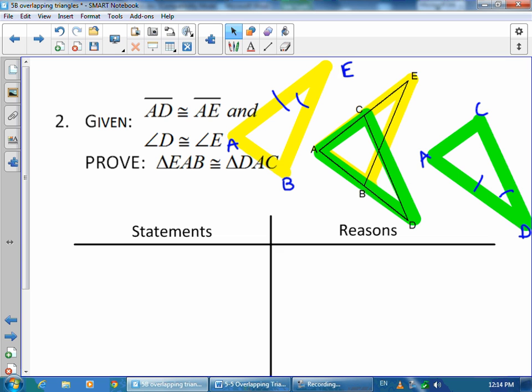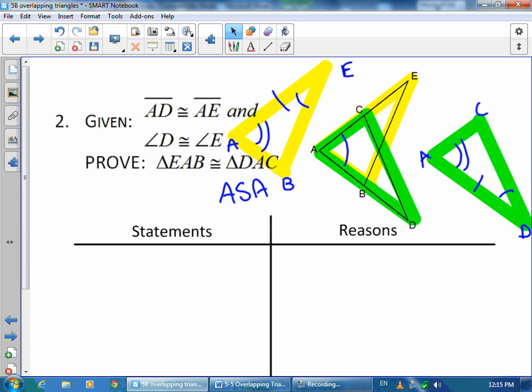A lot of times with overlapping triangles, there's something that we're going to use that's reflexive. So think about it for a second. What do these 2 triangles share? What complete side or complete angle do these 2 triangles share? If you look, it's angle A. Angle A is going to be congruent to itself. So let's mark it on each of our separated diagrams. So now you can see that we can prove triangle EAB congruent to triangle DAC by angle, side, angle.